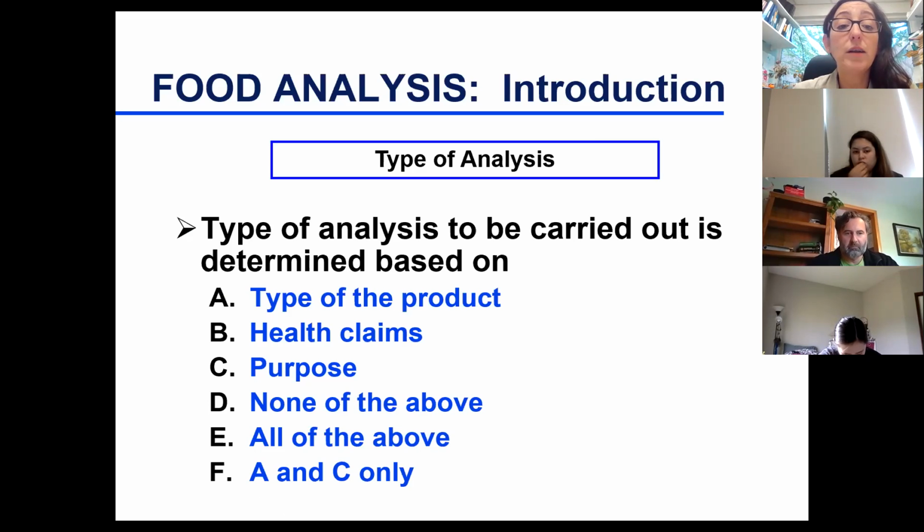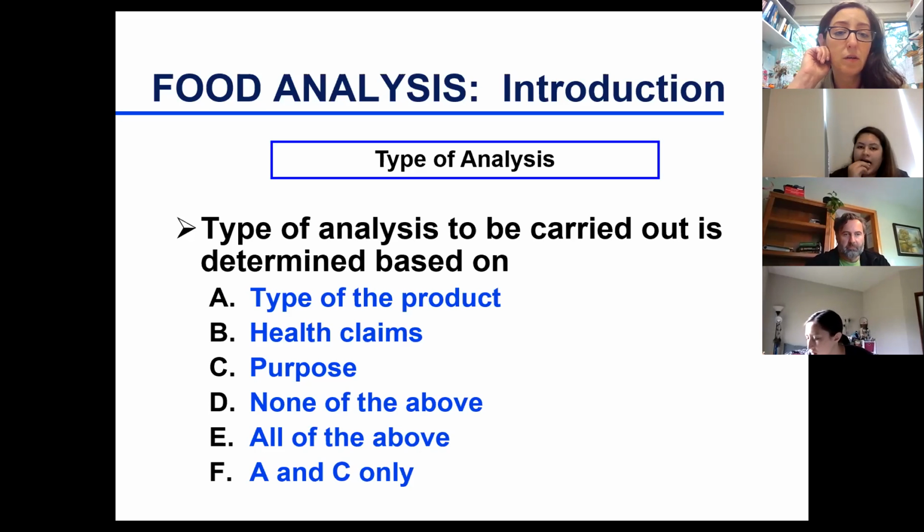So we're all agreeing on F. That's good. I think there is good consensus here that it is F. Good. So yes, I did mention the type of the product. Is it a product high in fat? So do I really care about rancidity or not? Is it a product that I'm going to claim as a high fiber source? Am I going to make such a health claim that I need to look at the composition of the fiber or dietary fiber?